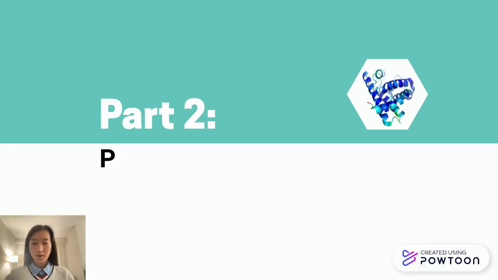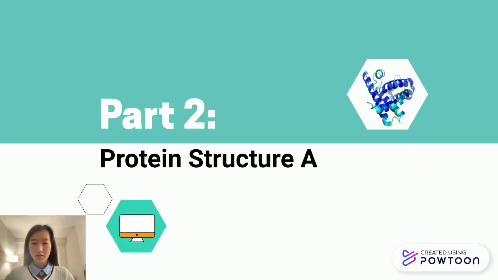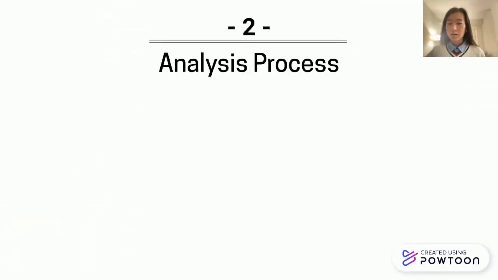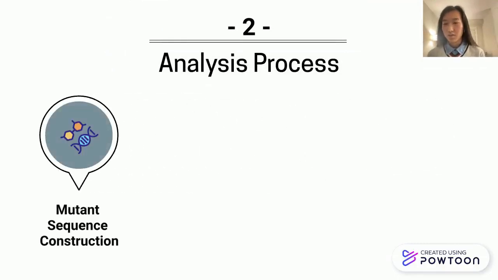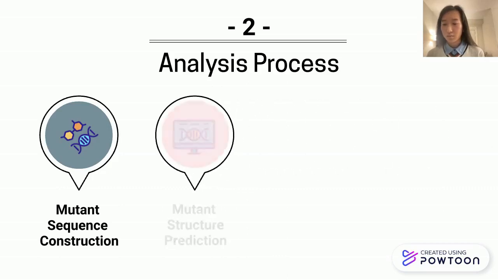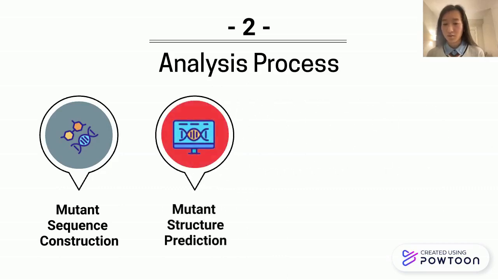The second part of our project is protein structure analysis. The analysis process involved 4 steps. First, the mutant sequences were constructed by altering the transcript sequence from the Ensembl database. Splicing and translation were subsequently performed. Second, the mutant protein structure was predicted by running AlphaFold in Google Colab. 5 unrelaxed structures were generated for each mutant sequence, and the top ranking prediction was chosen for downstream analysis.